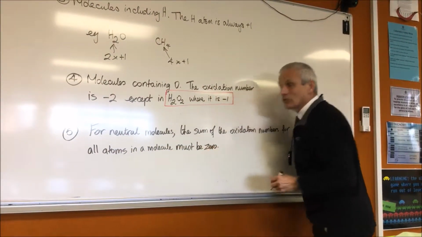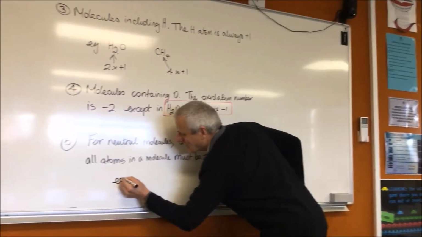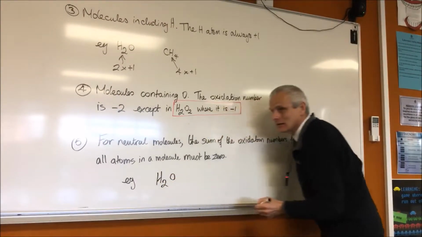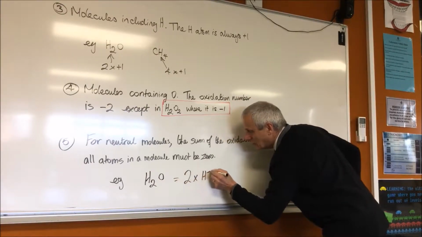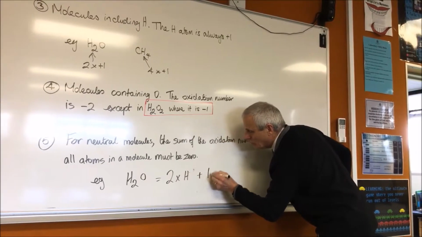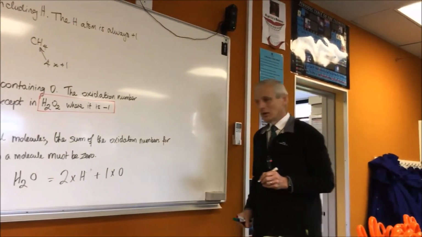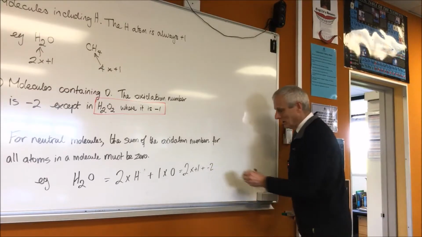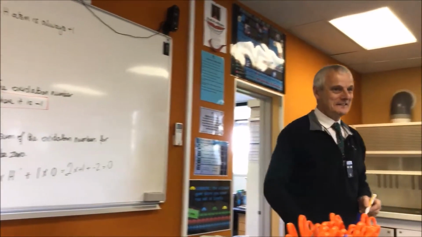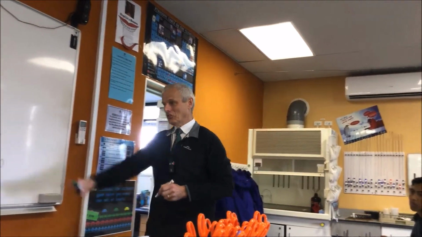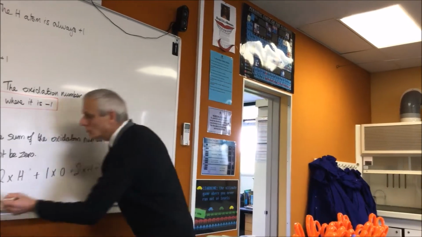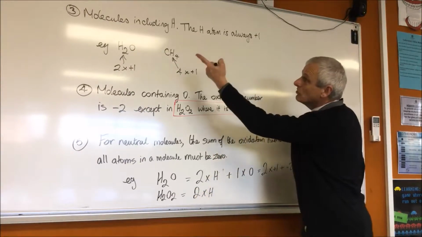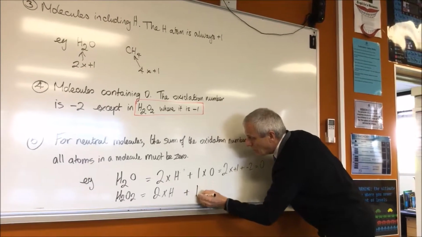And this is where some algebra is needed. So let's look at a couple of very straightforward examples. Okay? If we look at H2O, that's 2 times H plus 1 times O. Yeah? So that's equal to 2 times +1 plus -2, which is equal to 0. But that's just to show you that it really does work. Okay? And for H2O2, that's equal to 2 times H, which we've been told before is always going to be +1, plus 1 times O.